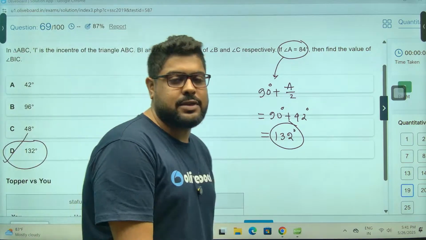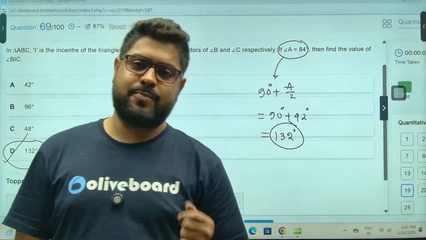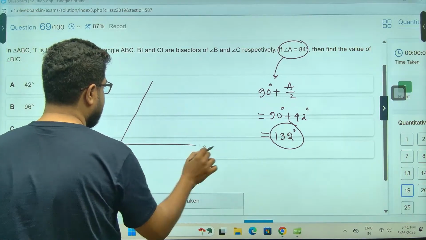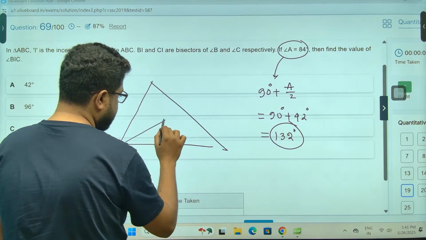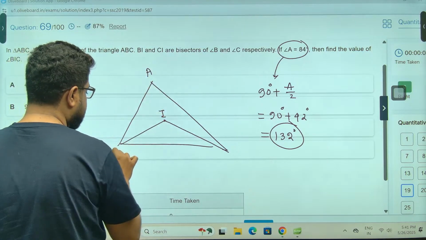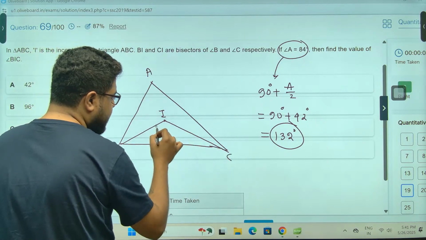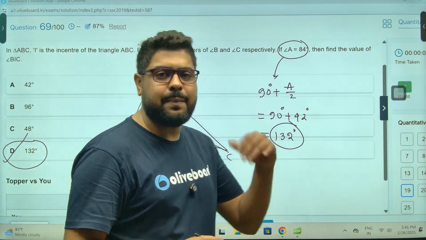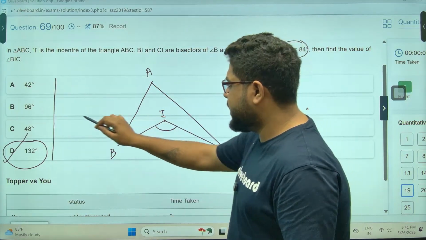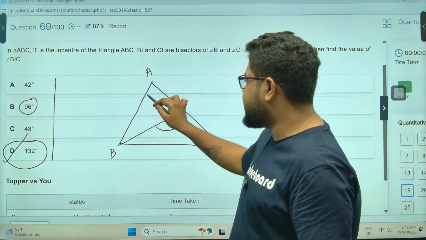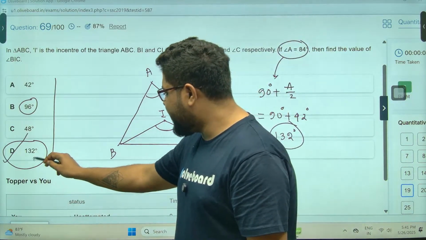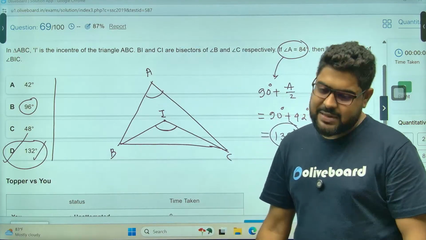And also, sir, the person who is cleverer will say, sir, it is a triangle like this. So this is A, this is I, this is B, this is C. Whatever happens, this will be greater than 90, 90 plus something. Looking at the options, it cannot be 96. Why? Because then this angle must be 12 degrees, which is very small, not possible. So the only possible answer is D.